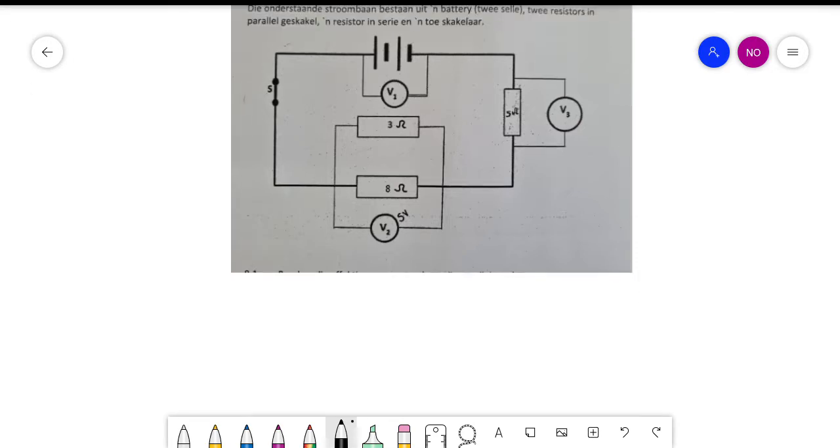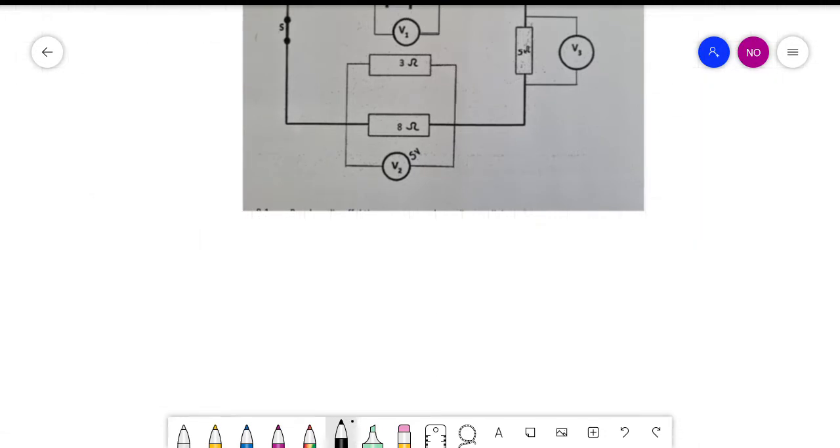Okay, so 8.1. The first thing you do is write down your formula: 1 over RP is equal to 1 over R1 plus 1 over R2. So we have 1 over 3 plus 1 over 8.